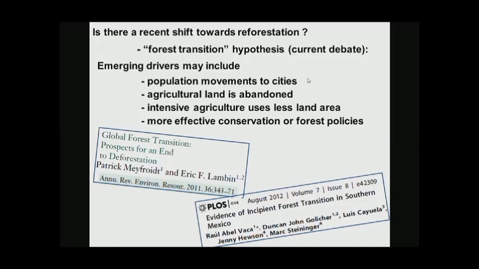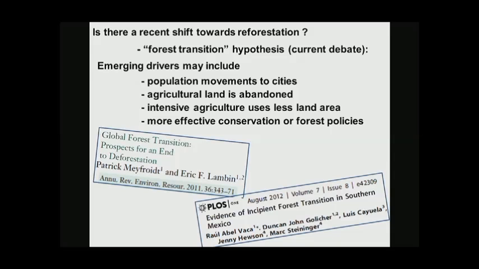But there are things that can drive reforestation, one being the fact that more and more people are living in cities. Populations are moving from agricultural land to live in cities. We have more intensive agriculture, which uses less land area, and there are also a raft of conservation and forest policies which may be encouraging reforestation. And what is going on? Well, people are still arguing about what really is happening here.